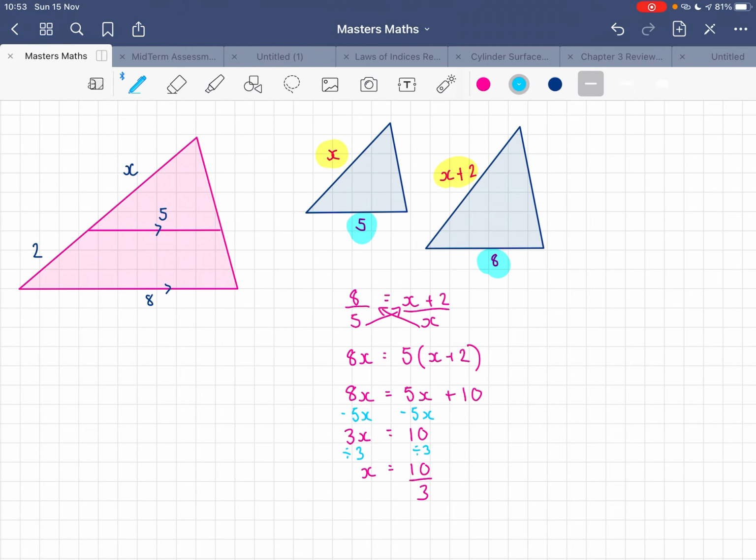I'm going to leave it as a fraction. I'm not going to try and change it to a decimal because it gives me a recurring number, and it's more accurate if I leave it as the fraction. So I'm going to just leave it as 10 over 3, and that is what x is. Yeah, and that is the length that you've been asked for. You've been asked to find what x is.